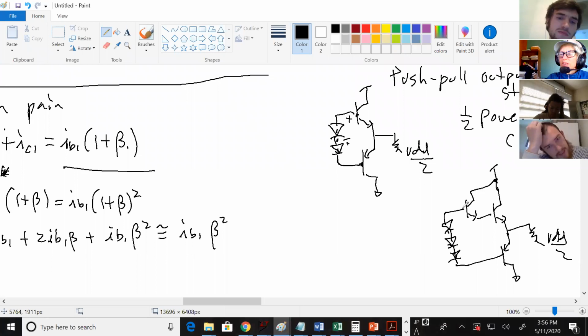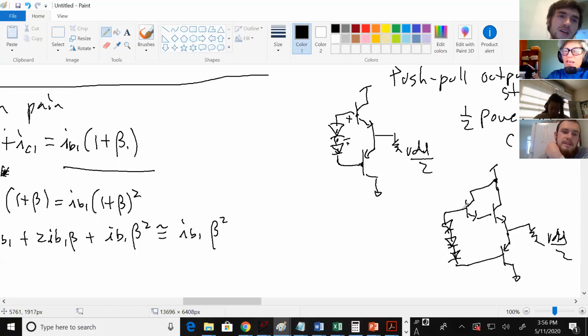This one, you actually need three VBE on. It's a little different than what you were saying, but this, you actually need three VBE on. Why is that? You have to overcome all three of those transistors now.